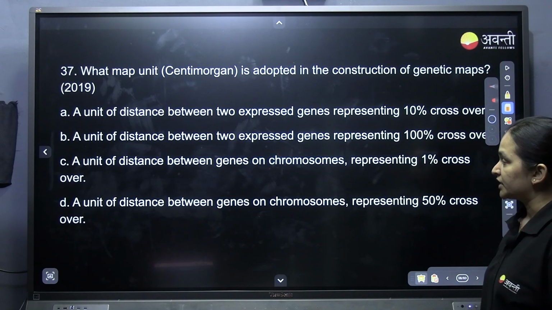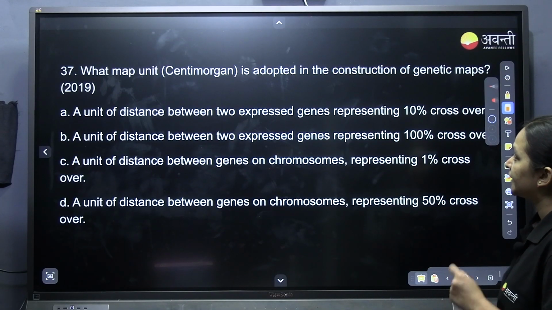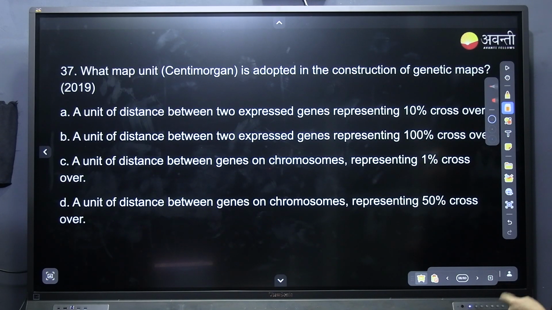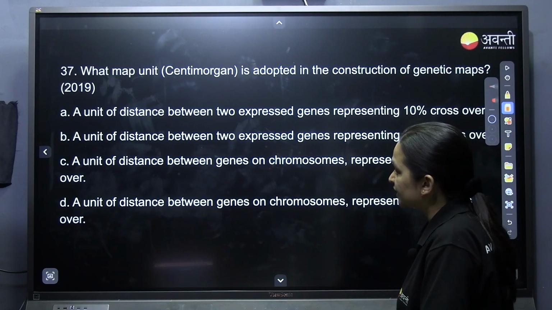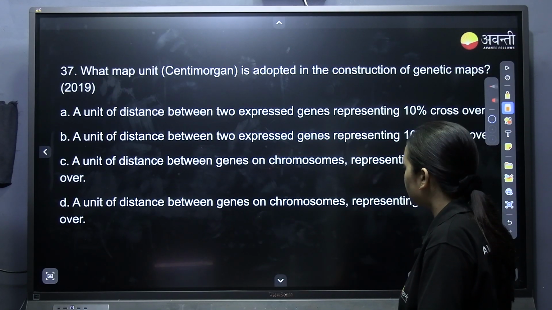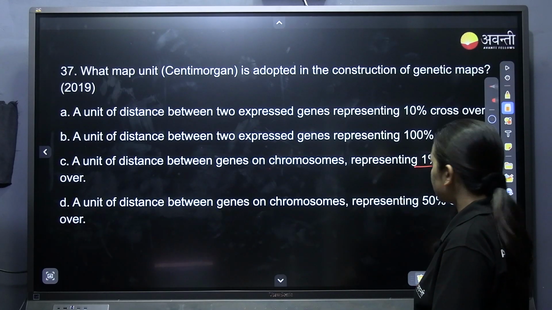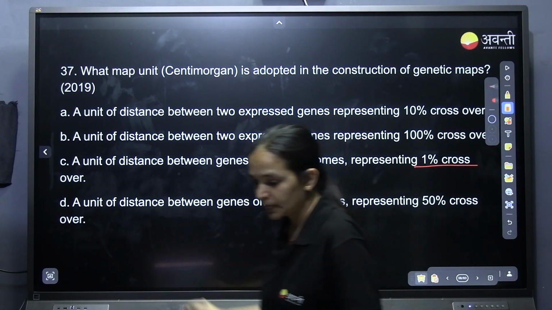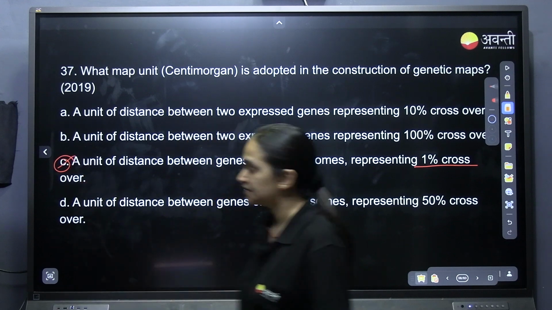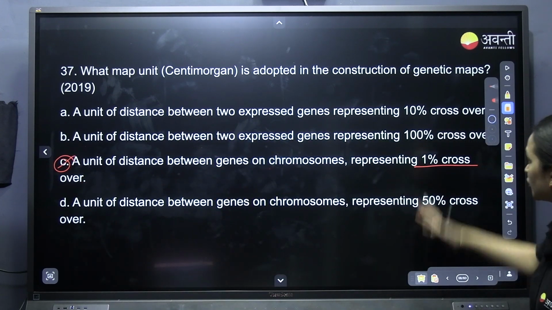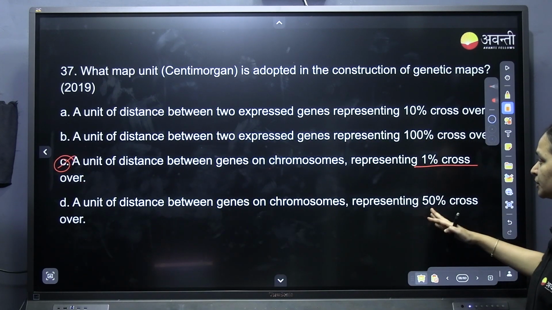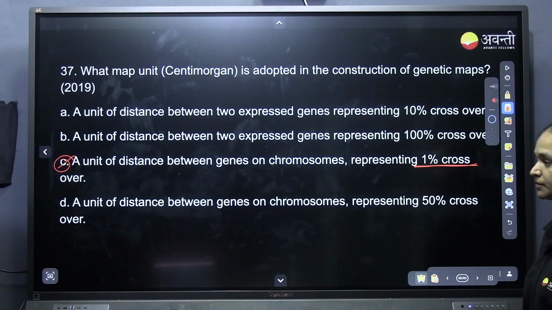What map unit, that is 1 centimorgan, is adopted in the construction of genetic maps? What do you mean by that? The 1 centimorgan is the unit of distance between the genes on the chromosome representing 1% crossing over. C is the correct answer. Not 10%, not 100%, not 50%, it is 1% crossing over.